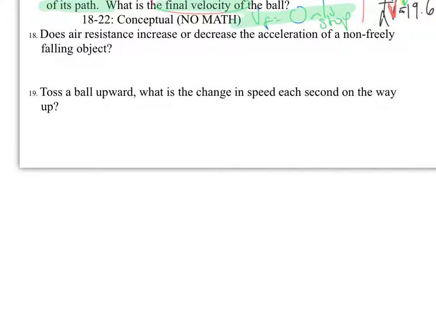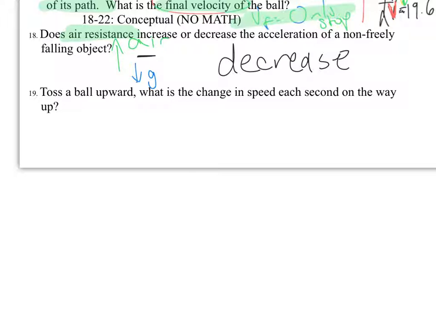Alright, lastly we're going to look at just some conceptual questions, some rule-based questions as a quick review. So, air resistance. Air resistance is the thing that is holding us up while gravity is trying to pull us down. So if air resistance is holding us up and gravity is pulling us down, those two are going to be working against each other. They're going to start to try to cancel each other out. As a result, that would decrease our acceleration. It would be less than 9.8 if we included air resistance.